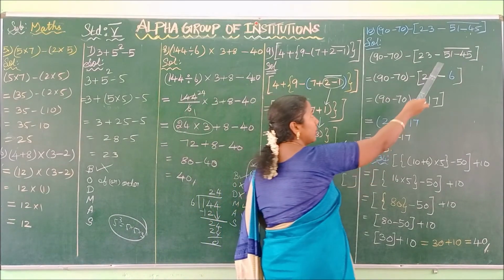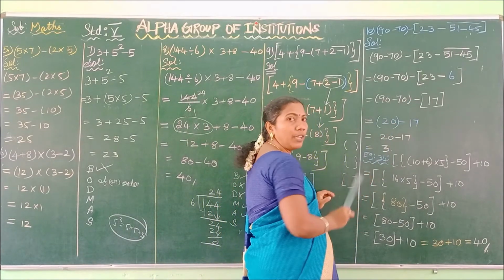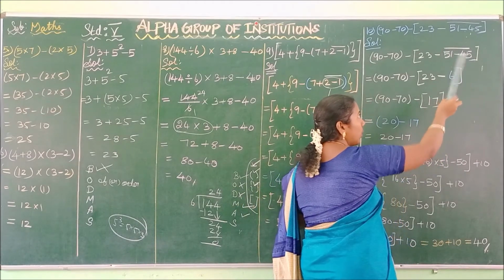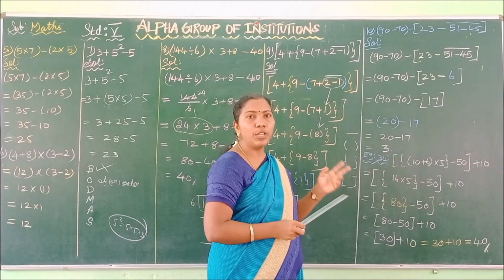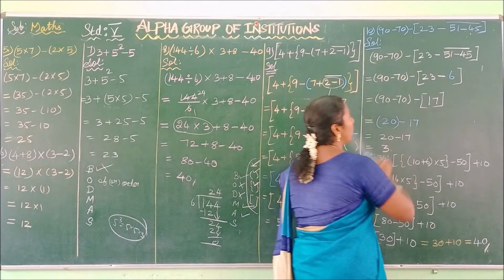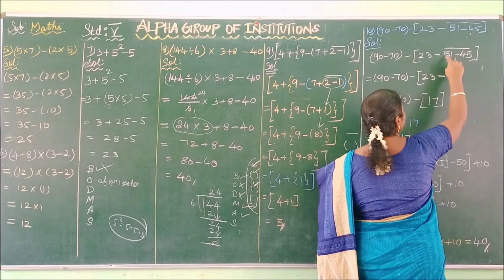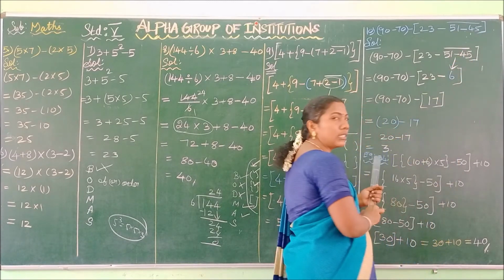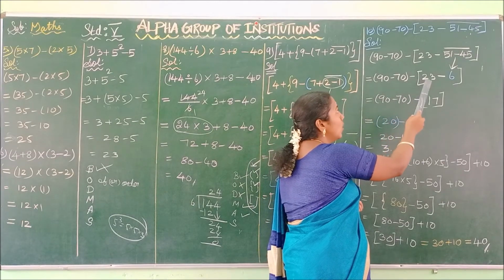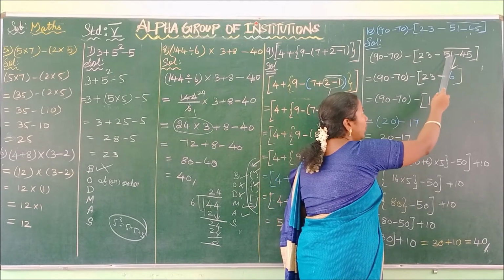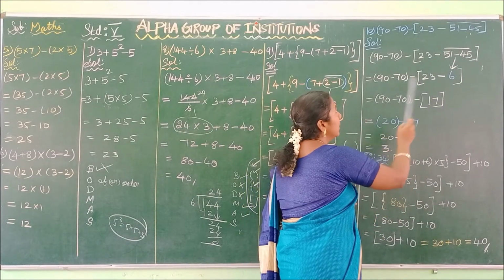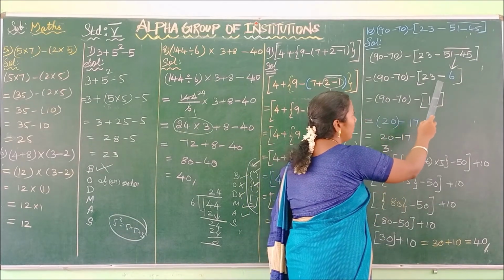See here in the question, under the vinculum bracket we have two numbers, 51 minus 45. What is your answer? 6. So here you have to write the number 6. Do you understand, children? 51 minus 45, you have to write 6. See here, 90 minus 70, write as it is, minus 23 minus 51 minus 45. What is your answer? 6. So write as it is. Thus 90 minus 70 minus 23 minus 6.